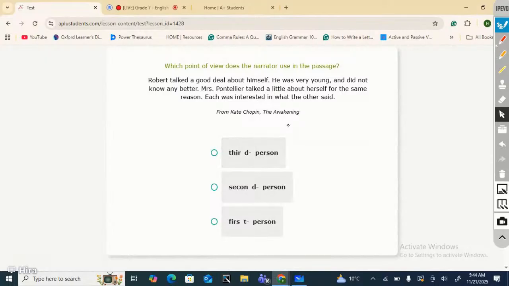Robert talked a good deal about himself. He was very young and did not know any better. It's already discussed.